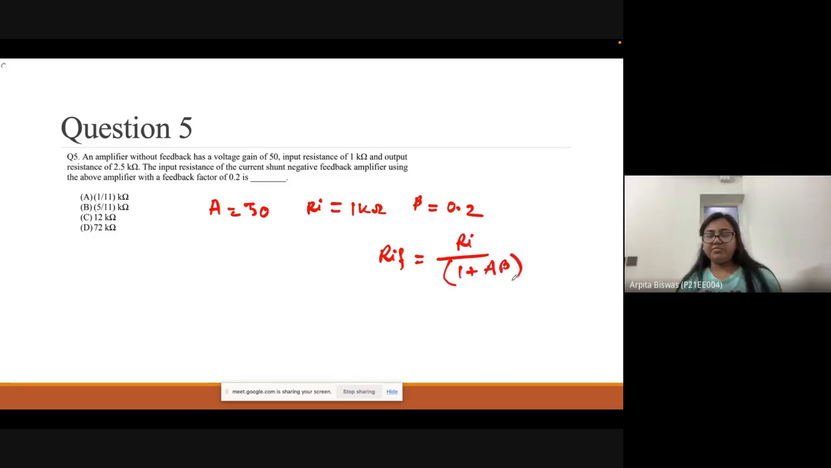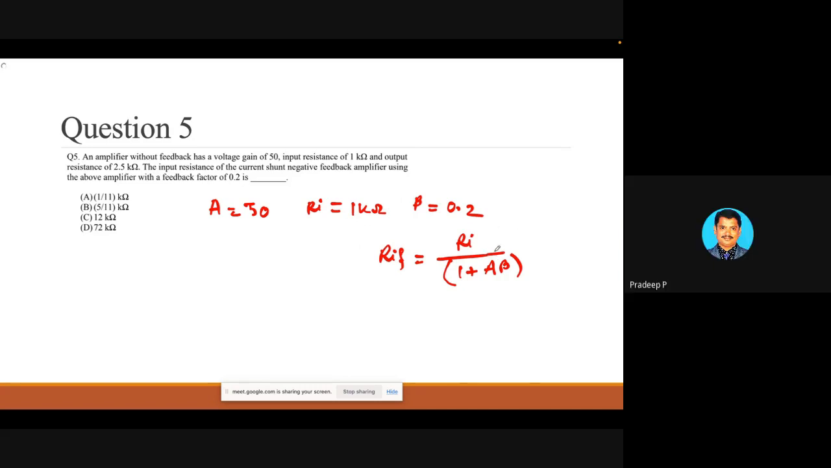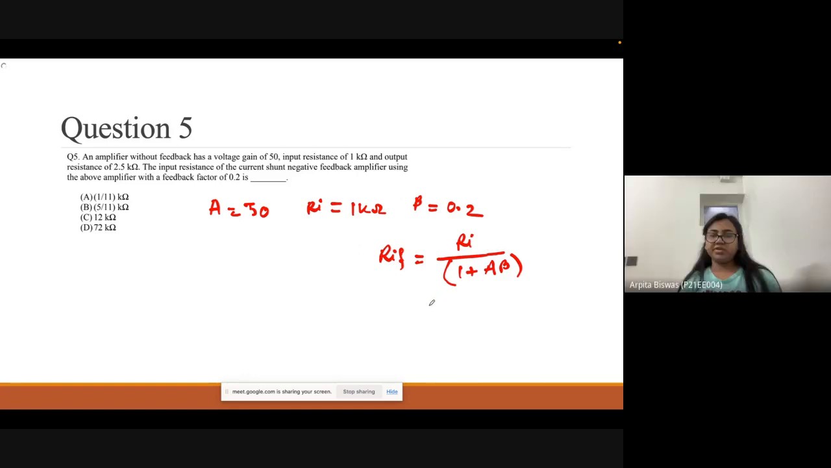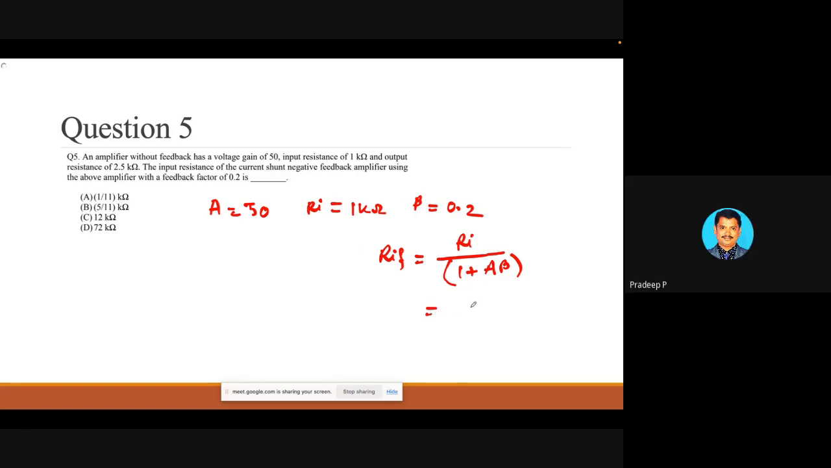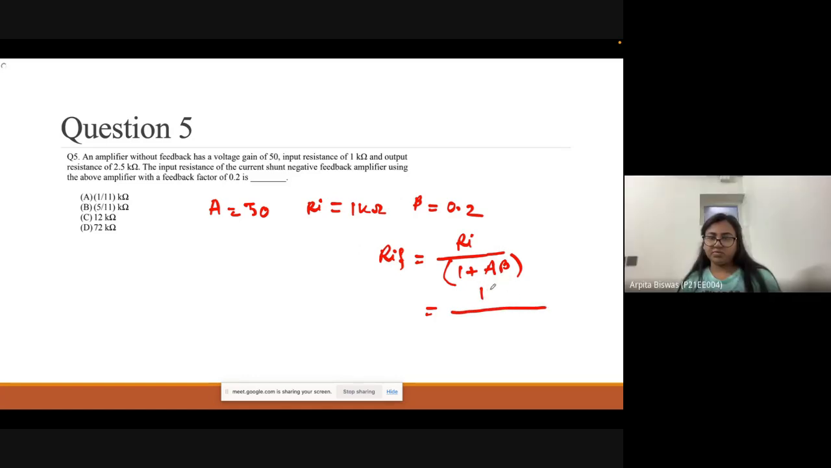And on the output side, it is R naught multiplied by 1 plus A beta. It's a current sampling network, na? Yes. So we just have to put the value, 1 kilo ohm by 1 plus 50 into 0.2. So the overall value will come 1 by 11 kilo ohm. So the right option is the first one. Yeah, that's a match.